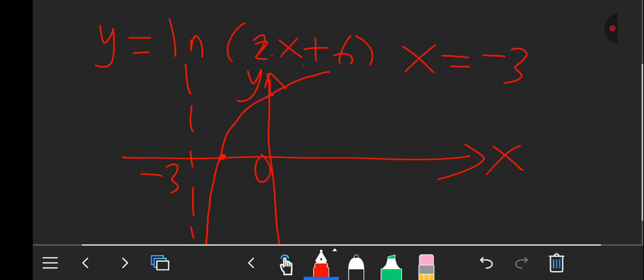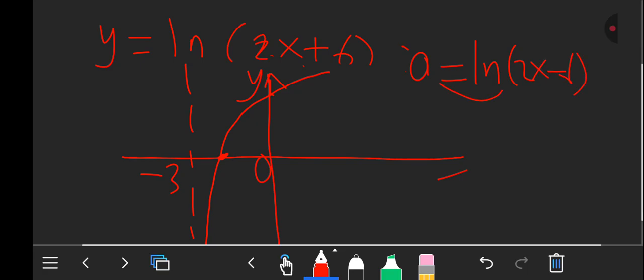Where it crosses the x-axis, what you need to know is that on the x-axis y is equal to 0, so you substitute 0 where there is y. So this is what you should do. It says 0 is equal to ln(2x minus 6). And you know that ln has a base of e. It's a natural log.